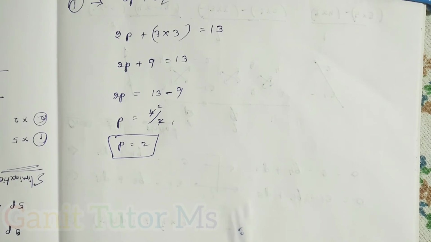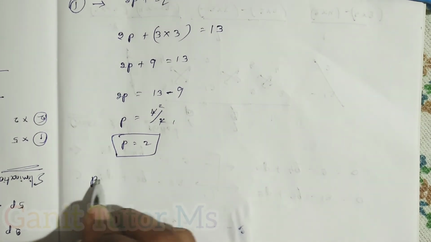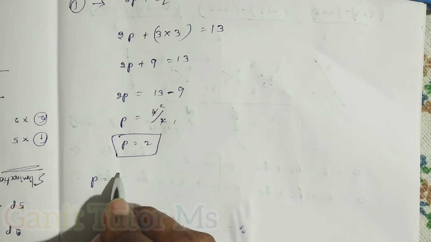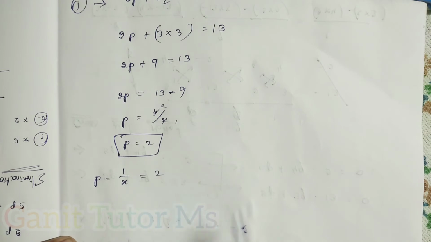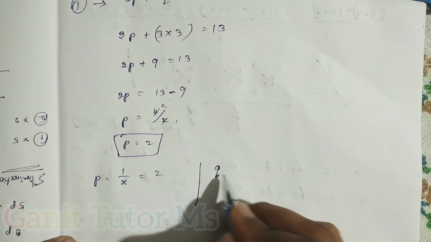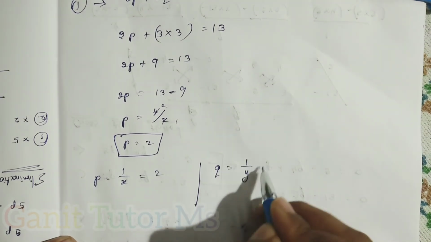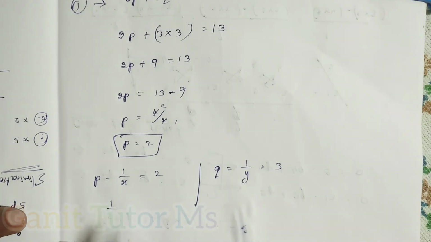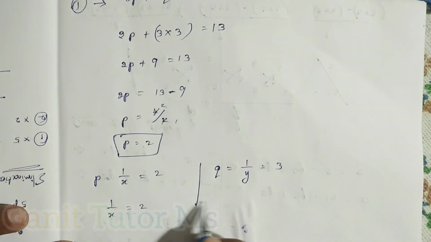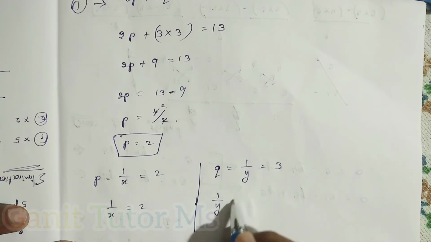We took p as 1 by x. So here the p value is 2. That is 1 by x equal to 2. So q equal to 1 by y. The q value we found here is 3. Then 1 by x is equal to 2. Here also 1 by y is equal to 3.